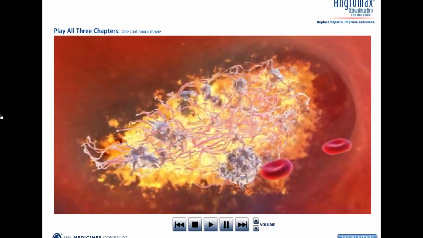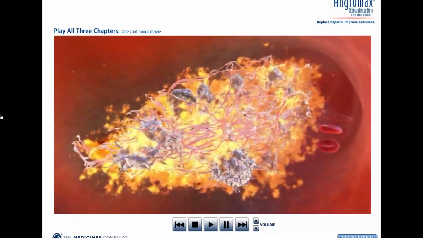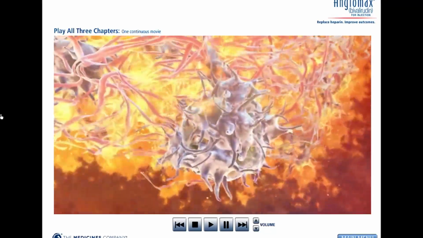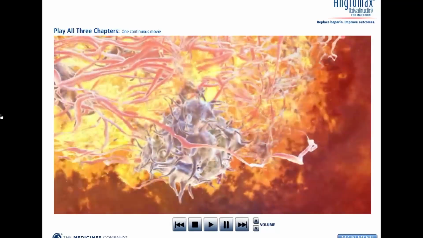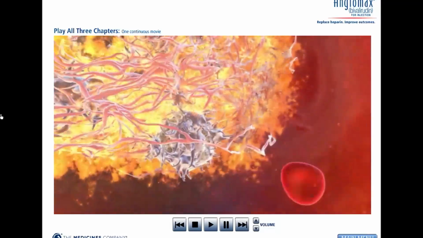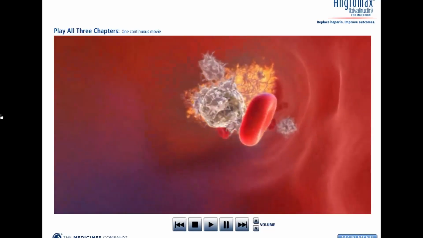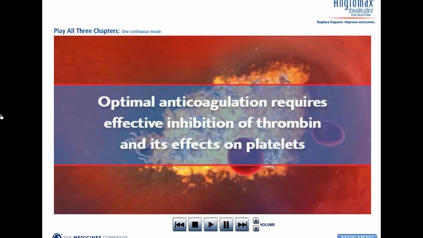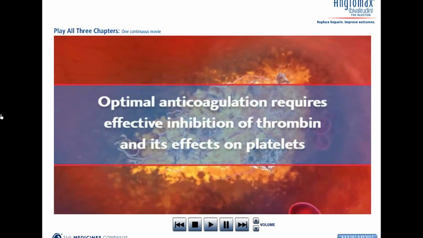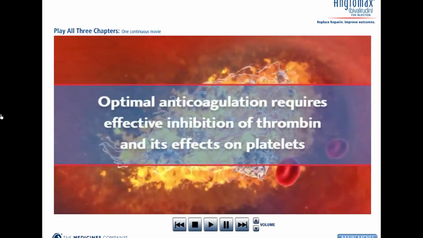Thrombin, the most potent physiological activator of platelets, also activates leukocytes and endothelial cells. The formation of platelet-leukocyte aggregates occurs as part of the inflammatory process and can embolize along with platelet aggregates from the thrombus plaque and occlude the microvasculature downstream. Therefore, optimal anticoagulation during PCI requires highly effective inhibition of thrombin and its effects on platelets.